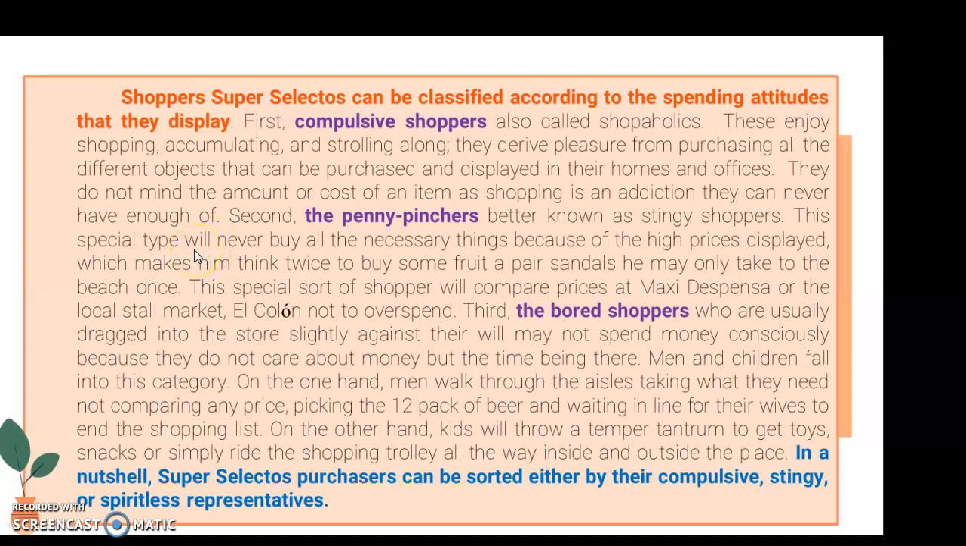This special type will never buy all the necessary things because of the high prices displayed, which makes him think twice to buy some fruit or a pair of sandals he may only take to the beach once. This special sort of shopper will compare prices at Maxi Despensa or the local store market in Colón, not to overspend. Third, the bored shoppers, who are usually dragged into the store slightly against their will, may not spend money consciously because they do not care about money, but the time being there. Men and children fall into this category.